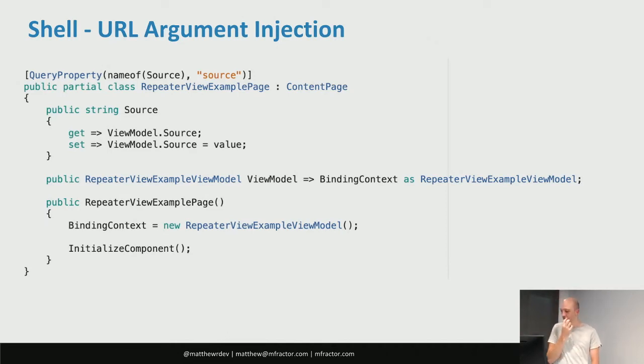A good example of where this would be useful is, say you're building a recruitment CRM and you have a job application ID or a candidate name. You could do query property candidate name, and then from the deep link, it would automatically deserialize that and put it onto your view model, kind of saving you the work of having to figure it out. So it's quite useful.